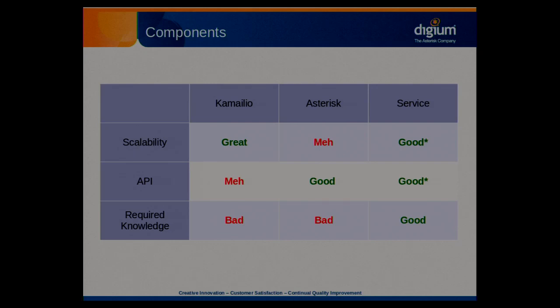Asterisk, scalability, kind of a solid meh. Scale's okay, but not that great, and pretty quickly you need a lot of them. API, we've done a lot of work over the past couple of years to give ourselves a better API for building communications applications. It's one of the biggest areas that we've focused on development in. Required knowledge, though, you need a lot of required knowledge in order to be able to build Asterisk applications or to be able to run Asterisk.